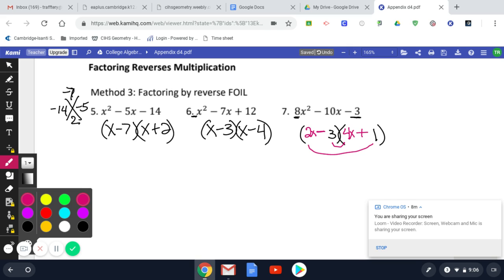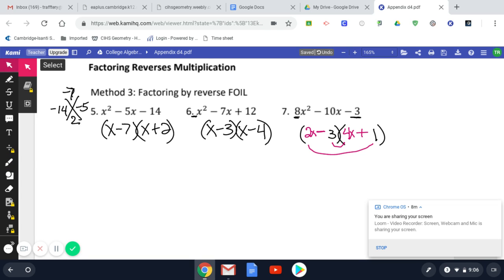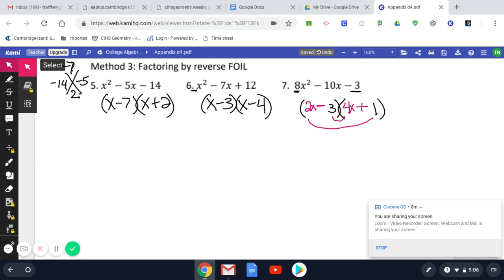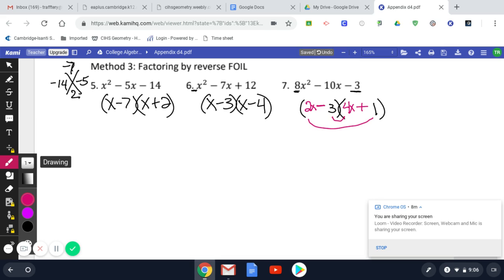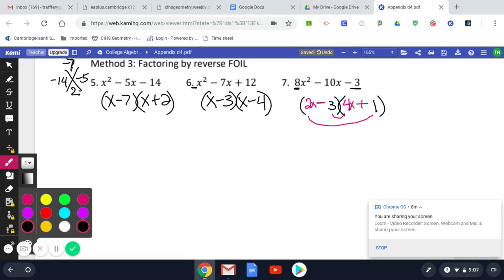I'd also like to share with you another method that is by grouping. I just call it split the middle. Not everybody shows this, but if you don't like the guess and check method, like what we just did, or if you get stumped, you can always look at splitting the middle. So I'm going to show you that method quick. Our problem is 8x squared minus 10x minus 3. I'm going to do the same problem. I'm just going to show you a different way.